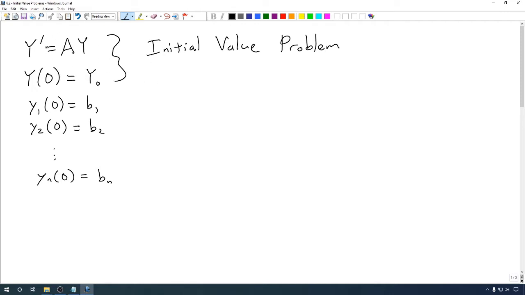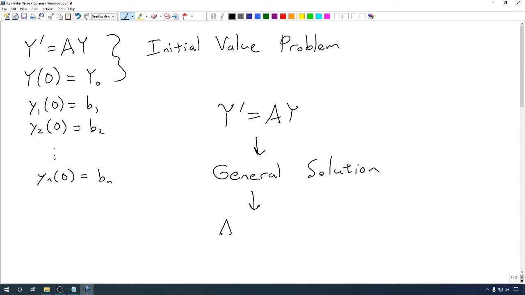So what do we do with this? Well, we're going to start off by solving our differential equation, our system of differential equations, how we were doing it before. So we start with this, we solve it, and we get what we call our general solution. And then we apply the initial condition. So we apply the initial condition and solve to get our actual solution to the initial value problem.